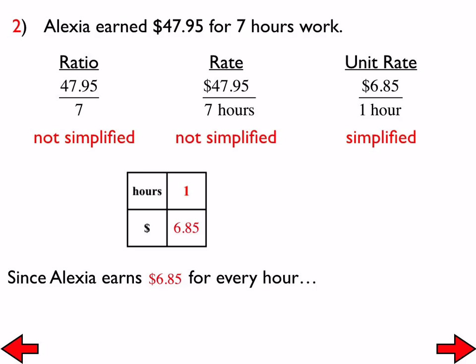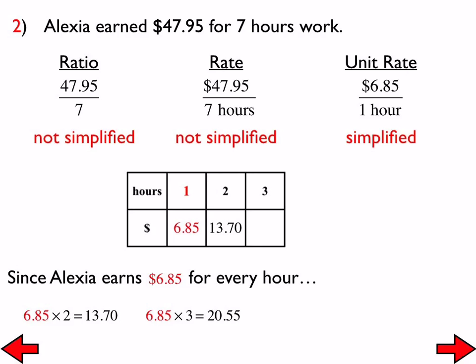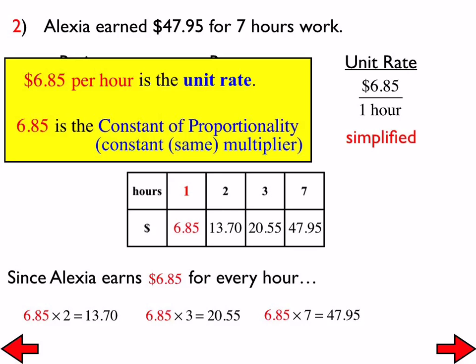Our unit rate was $6.85 for every hour. So that means if Alexia worked 2 hours, 6.85 times 2, because that is the constant multiplier, that would give us $13.70. For 3 hours, 6.85 times 3 is $20.55. For 7 hours, since the constant multiplier is 6.85 times 7, that's $47.95.